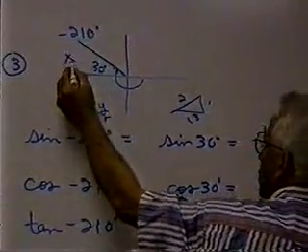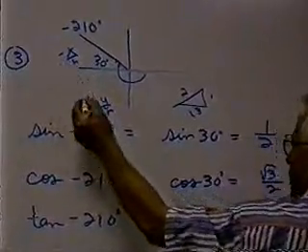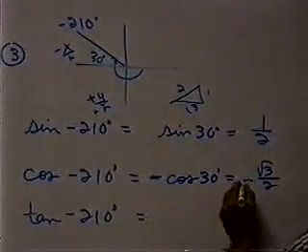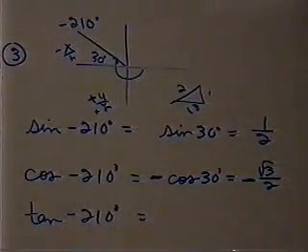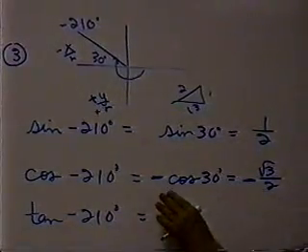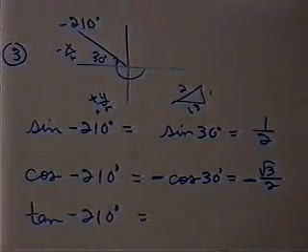Cosine is x over r. X in quadrant 2 is negative. Therefore, this answer is a minus. Therefore, the final answer is a minus. The minus comes from the quadrant that it's in, in terms of x, y, and r.